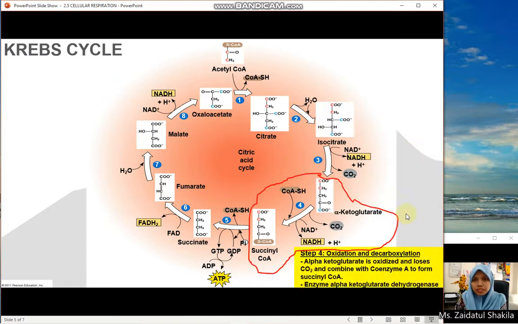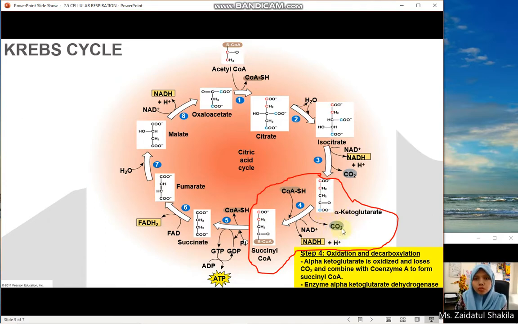Step number 4 is another oxidation reduction and decarboxylation. So the first process is oxidation and reduction of alpha-ketoglutarate. So alpha-ketoglutarate is oxidized by losing electron and hydrogen ion, while NAD+ will be reduced by gaining electrons and hydrogen ions from alpha-ketoglutarate forming NADH. The second process is decarboxylation of alpha-ketoglutarate.